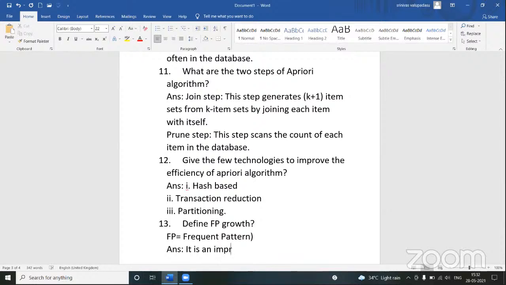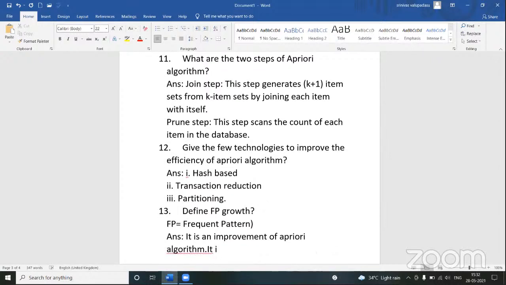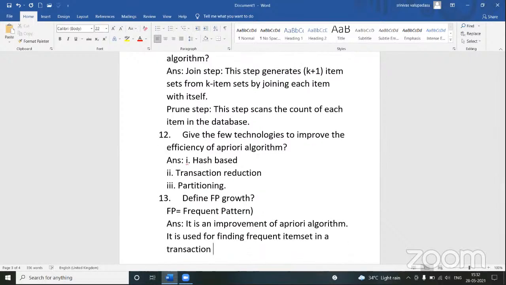It is an improvement of the Apriori algorithm, and it is used for finding frequent item sets in a transaction database without candidate generation.